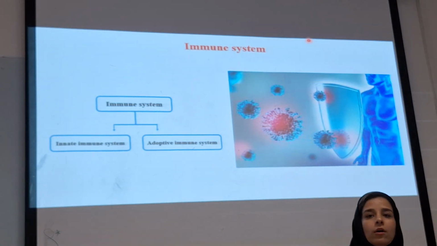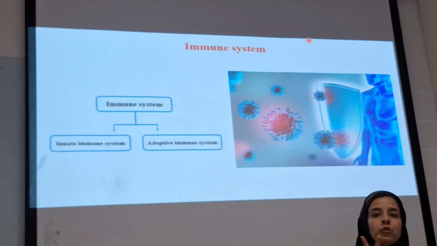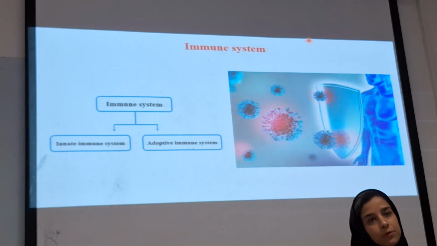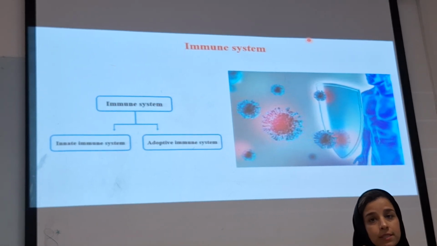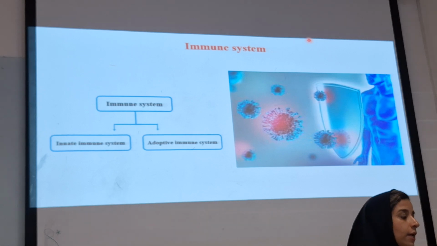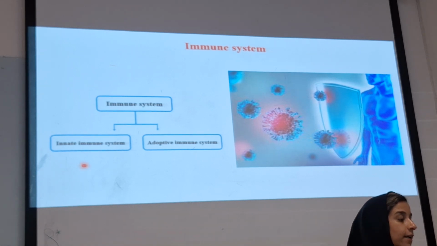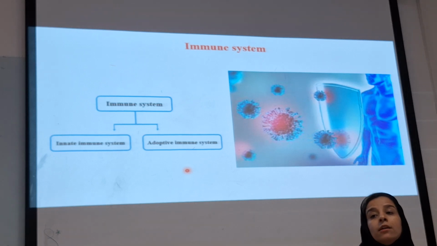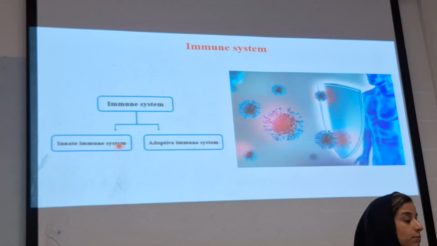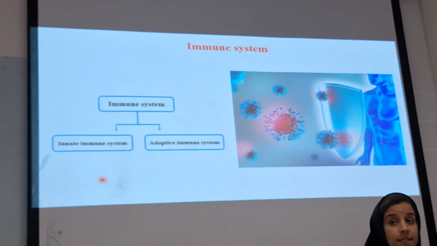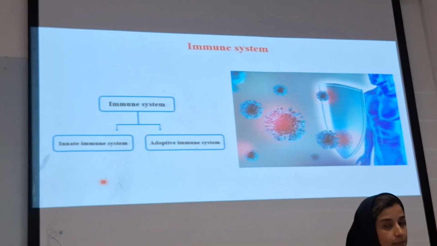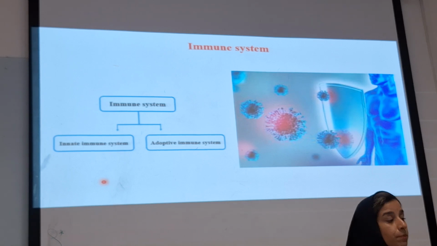And as I told you, we have two branches in our immune system: the innate immune system and the adaptive immune system, or acquired immune system. When a pathogen enters our body, protection against it is made by sequential and coordinated responses of the innate immune system and the adaptive immune system.